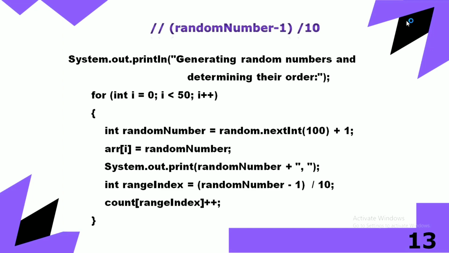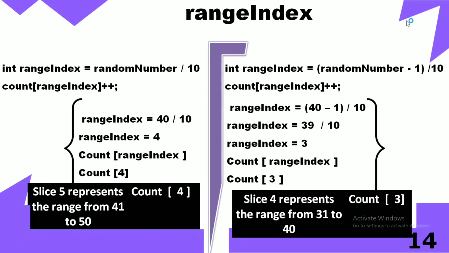For example, let's consider the random number 40 for explanation. If we didn't subtract 1 before dividing, the range index would be 40 divided by 10, equal to 4, which corresponds to the fifth slice, 41 to 50. But that's not what we want. Instead, by subtracting 1 from the random number, we get 39. Then, 39 divided by 10 gives us 3, which corresponds to the fourth slice, 31 to 40. Now we get the correct group.